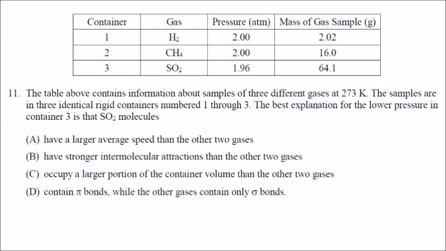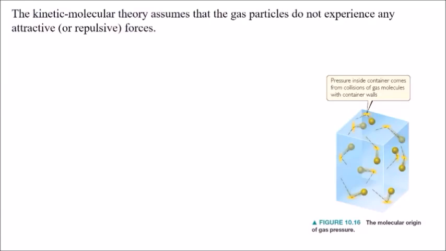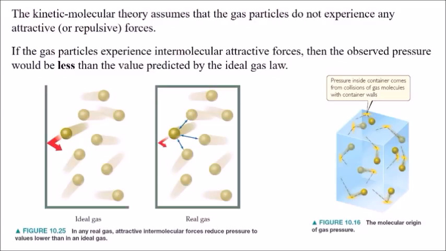So we're trying to figure out why the pressure in the sulfur dioxide container is slightly less than the other two. According to the kinetic molecular theory, the pressure, which is caused by the collisions of the gas molecules with the container walls, is exerted by molecules colliding, and we assume that these particles do not experience any attractive or repulsive forces. But if the gas particles experience any intermolecular attractive forces, then the pressure would be slightly less than the value predicted by the ideal gas law.